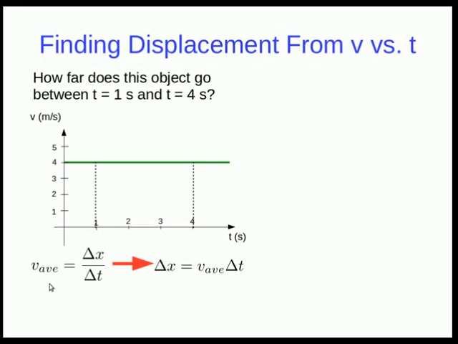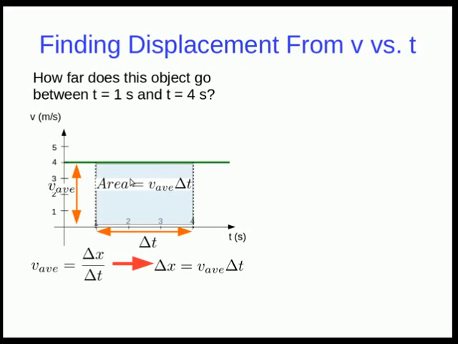You know that v is delta x over delta t, and this is a constant velocity, so we don't have to worry about v instantaneous versus v average. We can solve that for the displacement, v av delta t. Think about what that means on the graph. v av is this vertical height on the graph, 4 meters per second. Delta t is this horizontal time interval on the graph, the 3 seconds. And so you can interpret this v av delta t as the area of this rectangle right here.